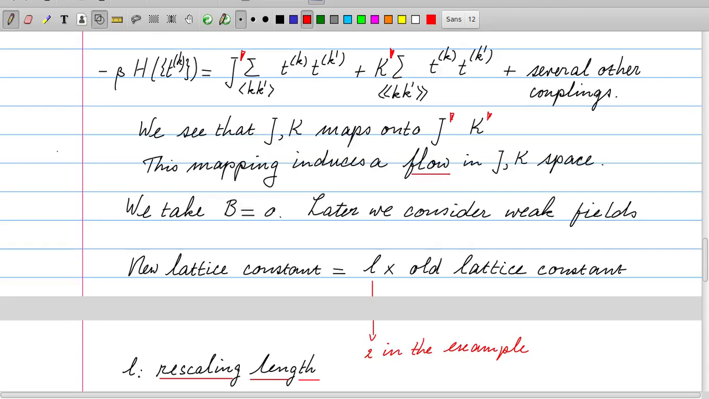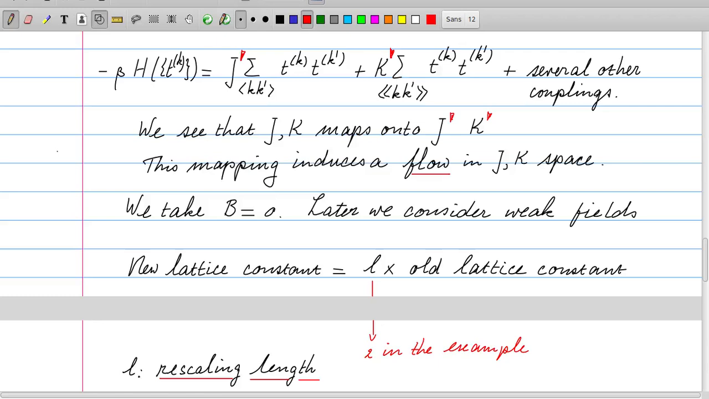Before studying that flow, let's make a few remarks. We take first of all the magnetic field equal to 0, because otherwise we wouldn't have a critical system. The criticality ceases to exist when B is non-zero. But later we will consider weak fields. But for now we take B as 0.